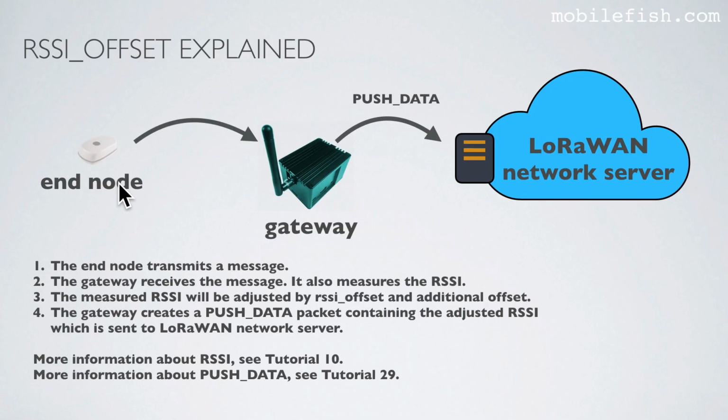The end node transmits a message. The gateway receives the message. It also measures the RSSI. The measured RSSI will be adjusted by RSSI offset and additional offset. The gateway creates a push data packet containing the adjusted RSSI, which is sent to the LoRaWAN network server. For more information about RSSI, see tutorial 10. For more information about push data, see tutorial 29.